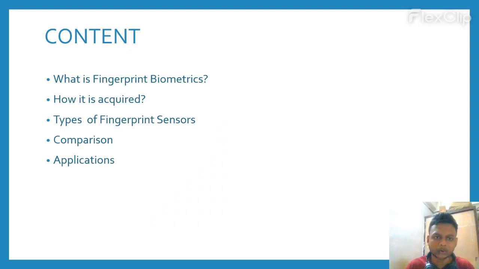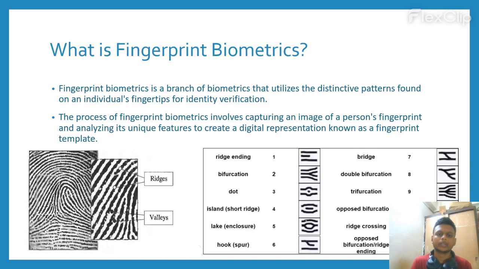So we will start our discussion with what is fingerprint biometrics and how fingerprints are acquired on the given sensors. Then we will discuss the types of these fingerprint sensors and then we compare those and find out the best possible sensors. Then at last we will see some of the applications of these sensors in our day-to-day life. So before diving into its architecture, let's first discuss the fingerprint biometrics.